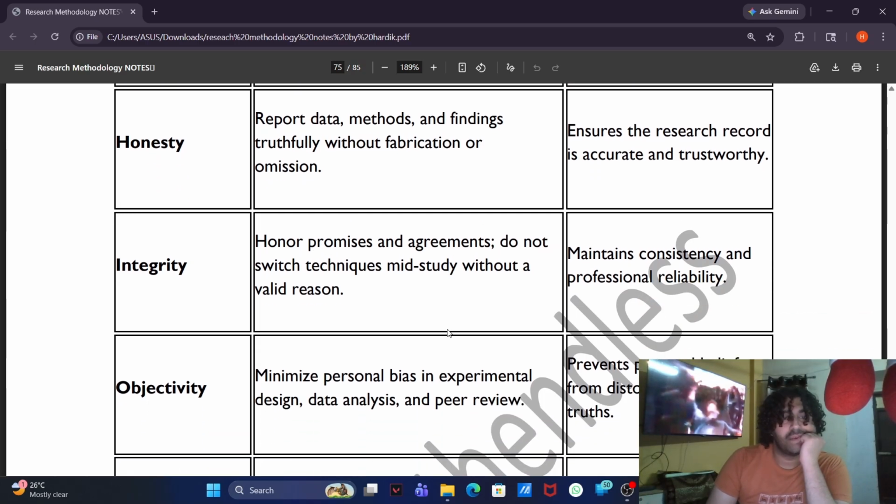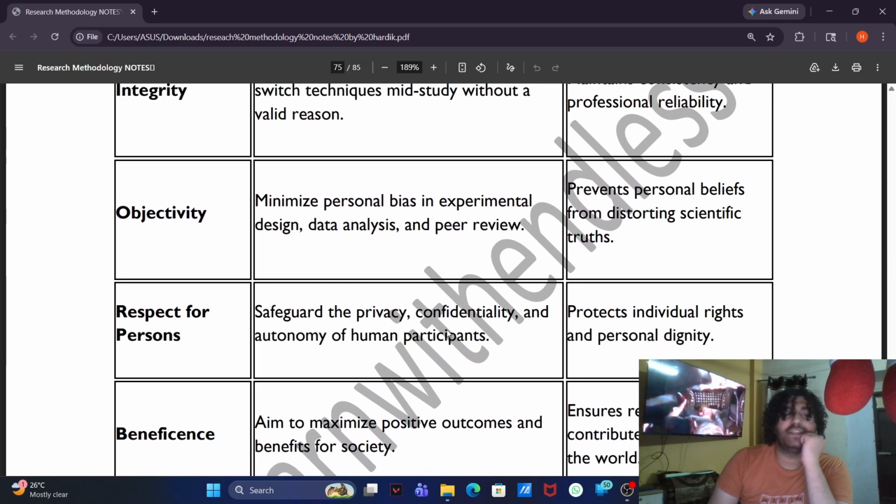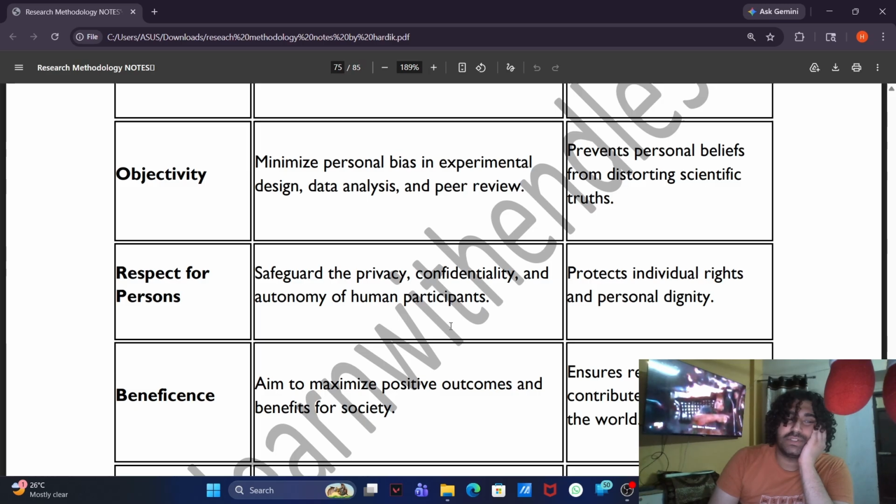Objectivity. Its key action is to minimize personal biases in experimental design, data analysis, and peer review. It prevents personal beliefs from distorting scientific truth. Respect for persons. Safeguard the privacy, confidentiality, and autonomy of human participants. It protects individual rights and personal dignity.